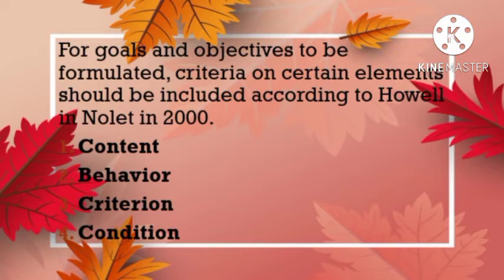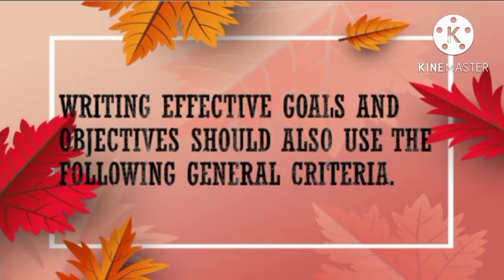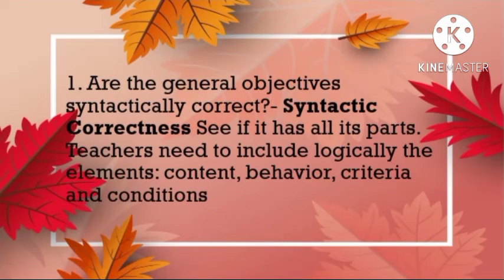The last one is condition. Under what circumstances should the students work in order to master that behavior? So, the students should listen, learn, and act in order to master the said behavior. Writing effective goals and objectives should also use the following general criteria. Number one, are the general objectives syntactically correct? Syntactic correctness, see if it has all its parts. Teachers need to include logically the elements, content, behavior, criteria, and conditions.